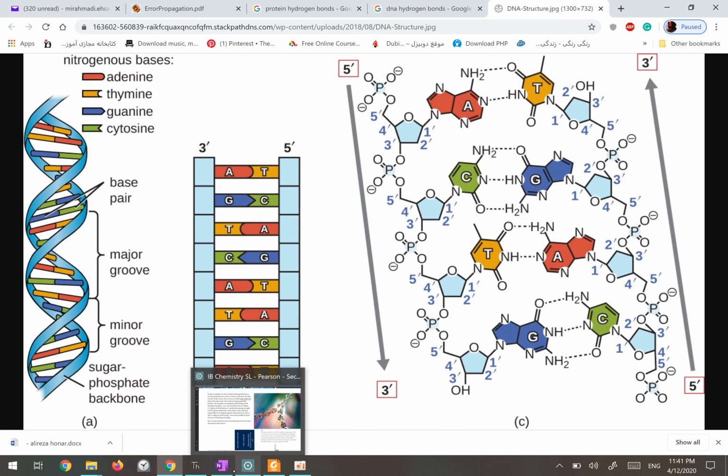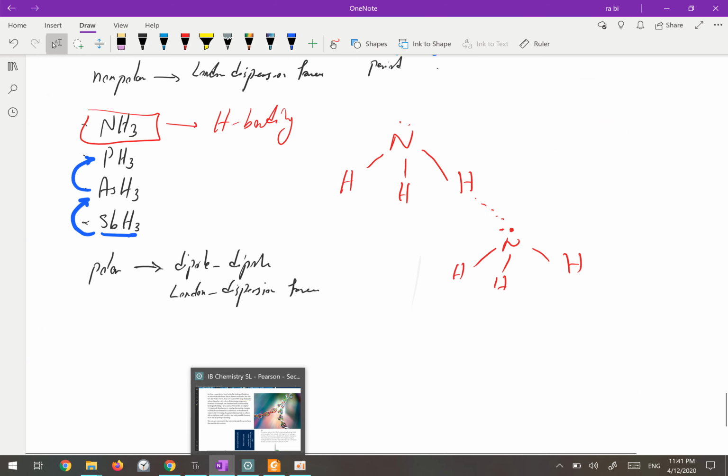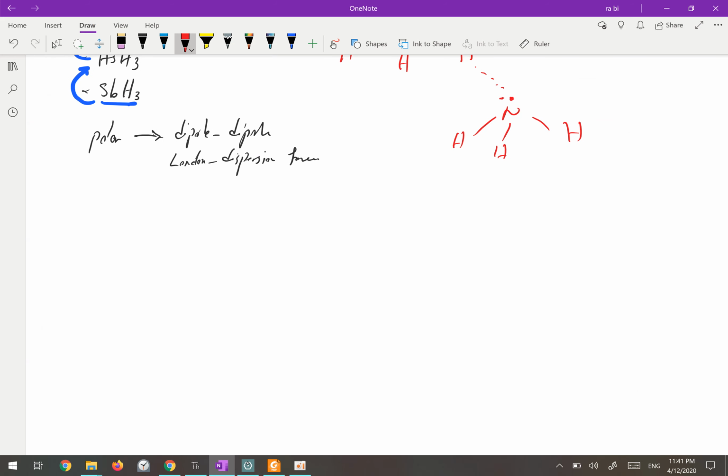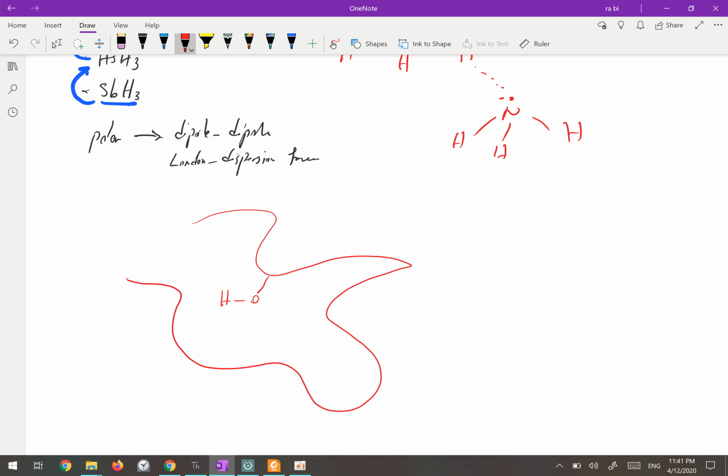You have an almost similar situation for proteins. Proteins are very large molecules, and sometimes on one part of the molecule oxygen is connected to hydrogen, and on the other side of the molecule you have a lone pair, and there can be a hydrogen bond between these two groups. So this is hydrogen bonding within the molecule.